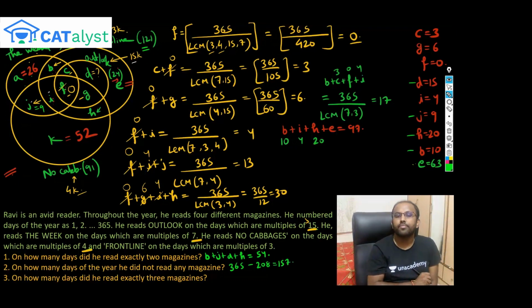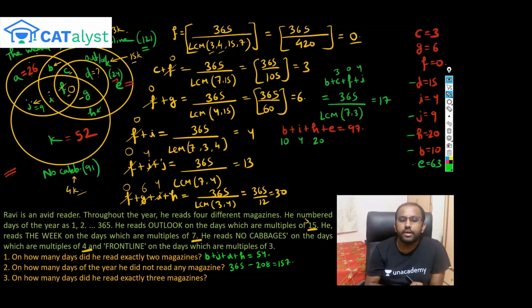That's the answer. For the second question, on how many days did he read exactly 3 magazines, right? So exactly 3 magazines, see where your 3 magazines are coming. So 3 magazines will be for C, I think, right? C, yes, it will be C basically, because C is for Outlook, Frontline and The Week. Okay, then it is also G, right? Yes, G. G will be for No Cabbages, Outlook and Frontline. So C plus G. Then it can be I also, right? I is basically Frontline, The Week and No Cabbages.